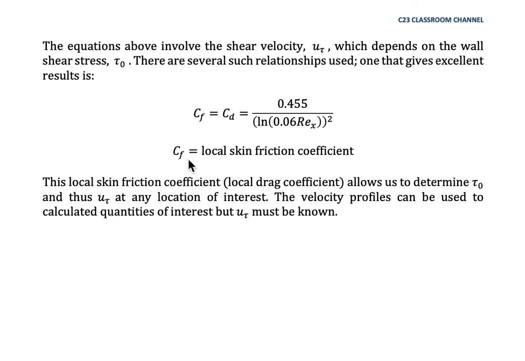So we could say that CD, which is the local coefficient of friction, or sometimes called the local skin friction coefficient, is equal to 0.455 divided by ln 0.06 Reynolds number, squared. In this equation, you need to be very careful, because the natural logarithm here is for 0.06 times Reynolds number. So you need to know its Reynolds number, multiply by 0.06, then find the value of the natural logarithm for this term. Then you need to square it.